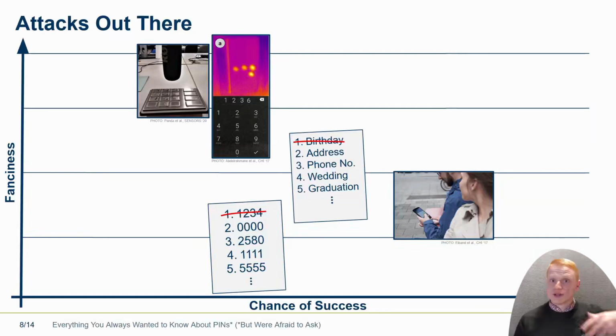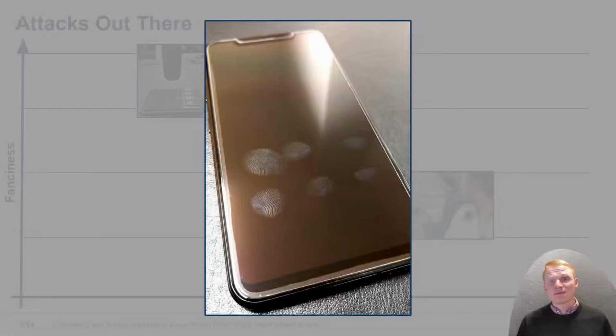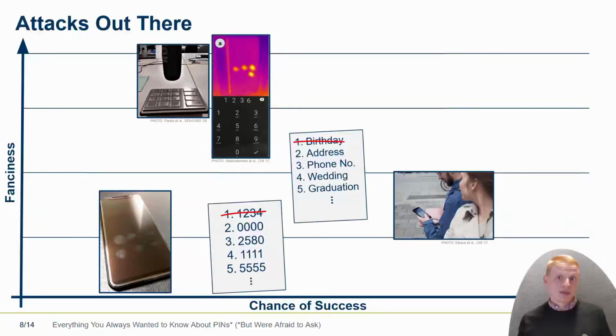What we can all do, even without infrared cameras or acoustic attacks, is just look at the phone very closely. I have to admit, I took this phone on purpose and I cleaned the screen before I tapped on my phone, because this is very important for this attack. Otherwise, the fingerprints will just fade in with all the other scratches and smudges on the screen. That's why this is usually not a very successful attack for pins. This is more important for patterns, for example. So less fancy, we can all do that, but the success rate is also very low, because usually screens are not that clean.